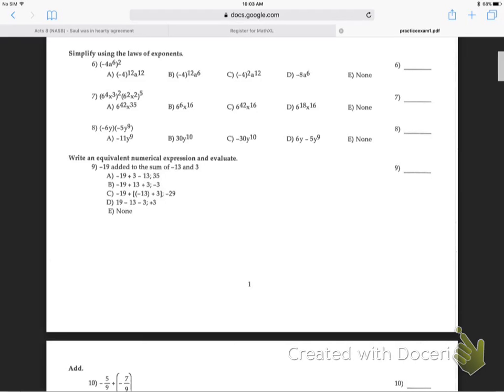Okay, number 9. So now, -19 added to the sum of -13 and 3. So you just take -19, add to -13 plus 3. Just add them all up. Use your calculator, right? -20. Oh, they wrote it all out all weird. Okay. What is it? Oh, it's this one. It's C. There we go.